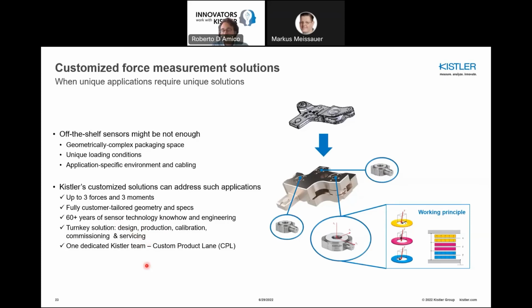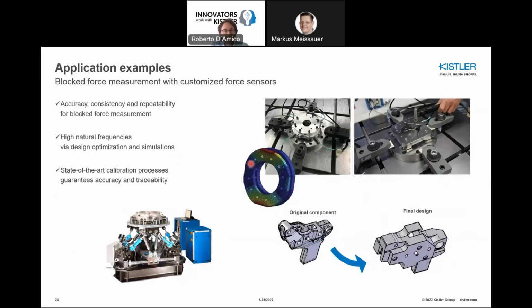We have several projects on TPA, and therefore we have decided to establish a team. So you're going to have a dedicated Kistler team, which is called Custom Product Lane. And the goal of the Custom Product Lane is to execute this type of design and project in order to be really customer dedicated and customer specific, following the original requirements. Some applications of these customized force projects are here, where we do mainly blocked force measurements. So you see here some sensors for measurement of the blocked force from an auxiliary drive under various conditions.